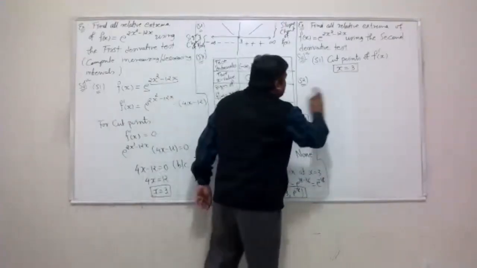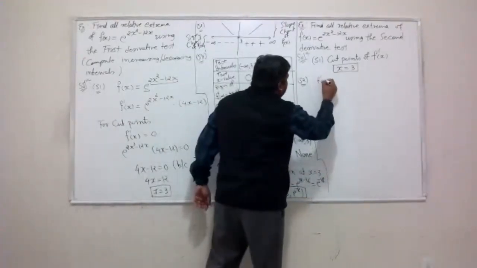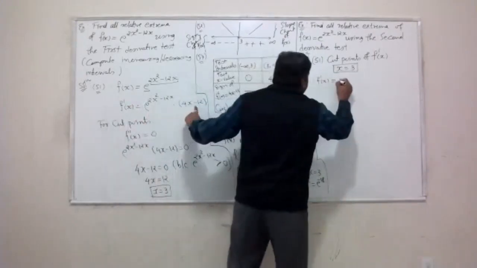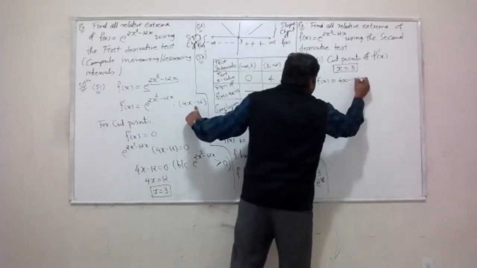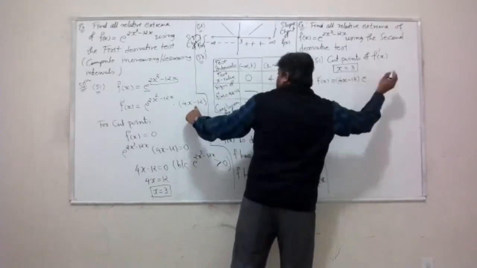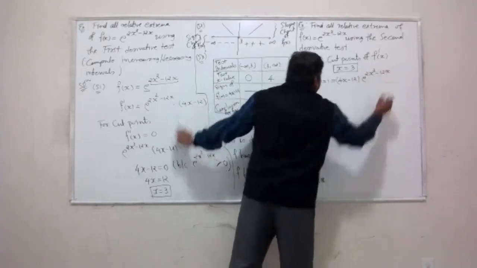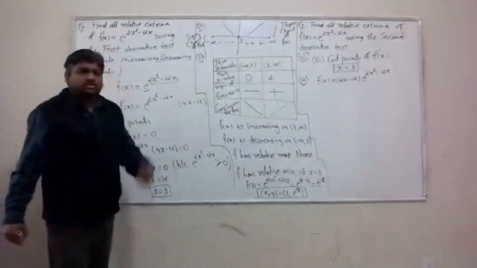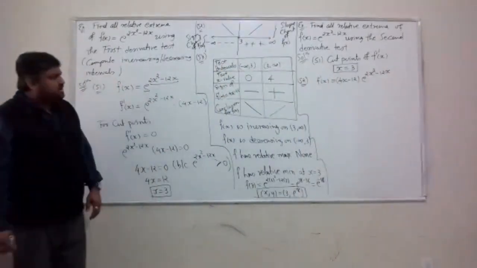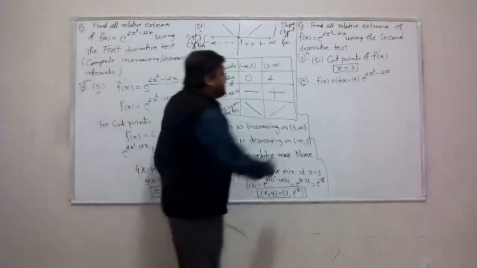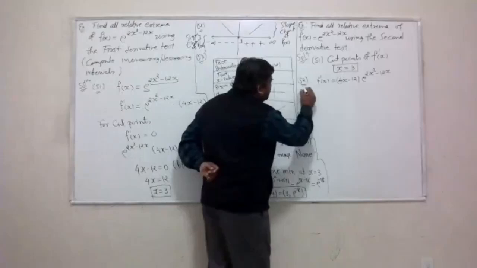All right, let me write down the first derivative here. The first derivative was 4x minus 12 times e to the 2x squared minus 12x. All right, so this was the first order derivative of that function. I need to find out the second order derivative.